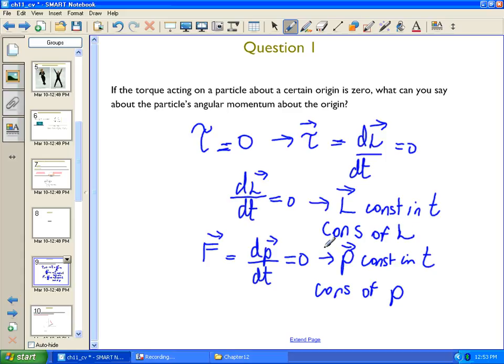And this will allow us to look at the angular momentum of a system before and after some interaction, and be able to state that as long as there's no external torque, the angular momentum before the interaction should equal the angular momentum after the interaction. Okay, question number 2.